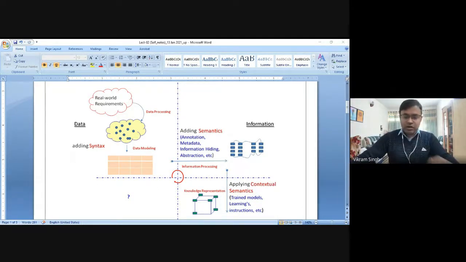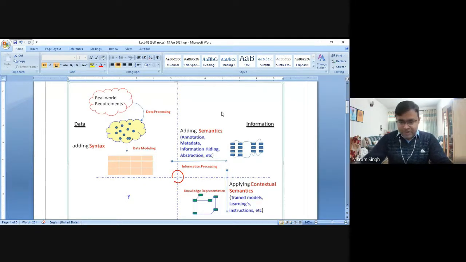Okay, so basically, the purpose of this information processing. Adding something on the data is called information processing. Whenever we are processing data and adding something onto it, it is called information processing. So here you can see, whenever we are adding a particular detail on the data object, it is referred to as semantics, right?